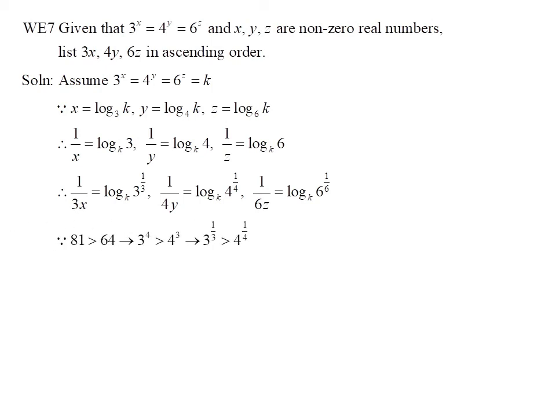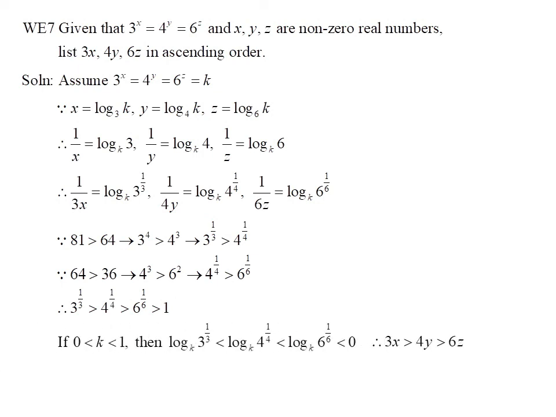As we know, 81 is greater than 64, which leads to 3 to the 1/3 is greater than 4 to the 1/4. Similarly, based on the fact that 64 is greater than 36, we have 4 to the 1/4 is greater than 6 to the 1/6. Hence, we may conclude the inequality of 3 to the 1/3 is greater than 4 to the 1/4, which is greater than 6 to the 1/6, which is greater than 1.